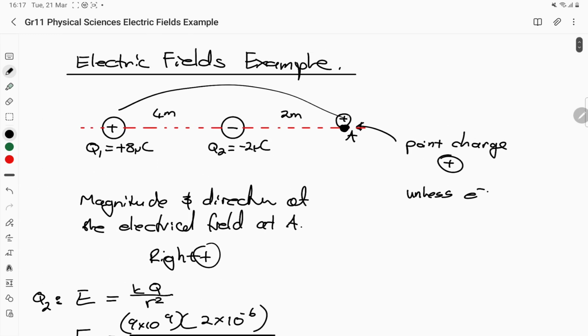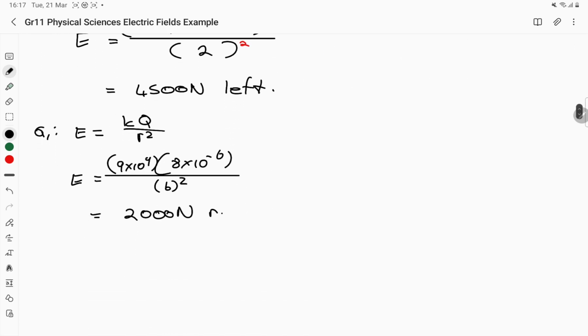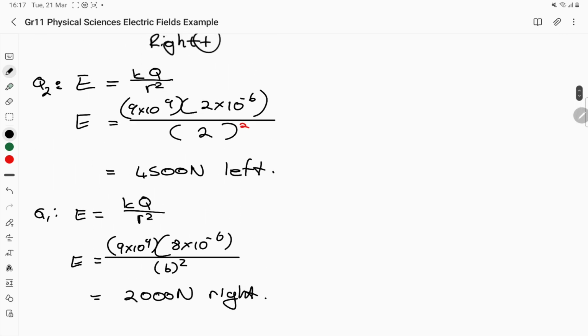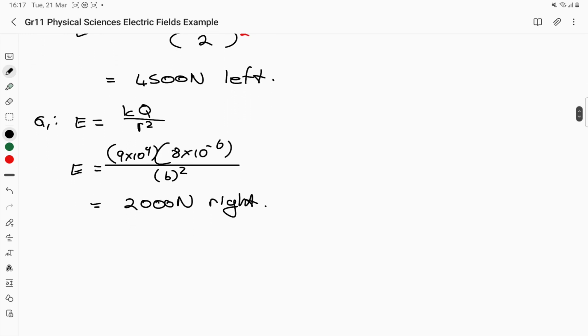Q1 is a positive charge, A is a positive charge. So A, if everything else is fixed, will be repelled because like charges repel, and it will want to move to the right. So I'll say right. Now we have the electric field strength of Q2 on that point A, and we have the strength of Q1 on that point A. But let's add these two together.